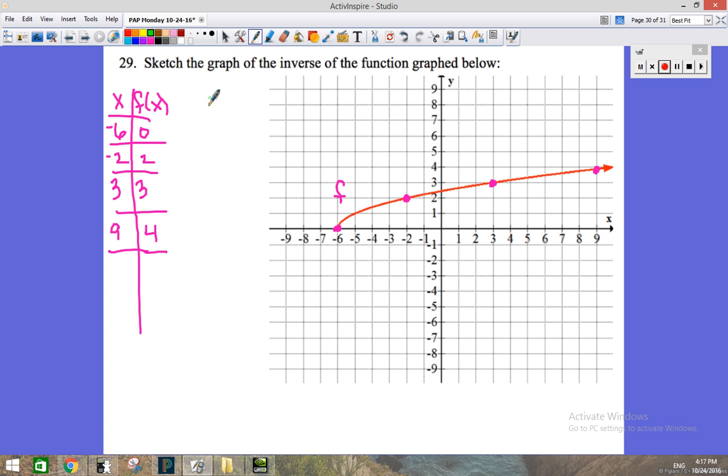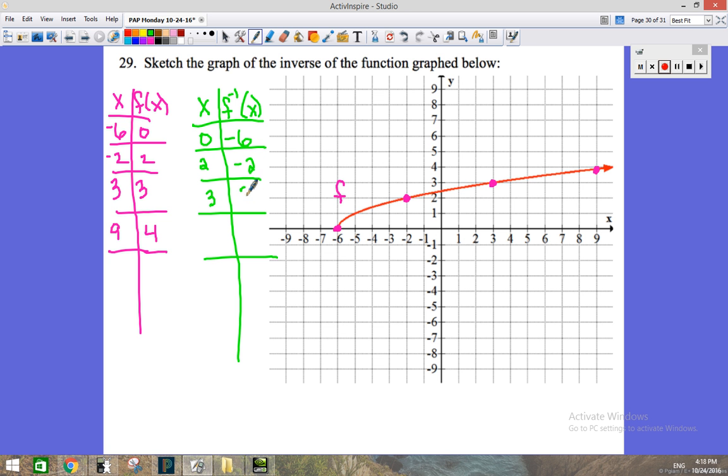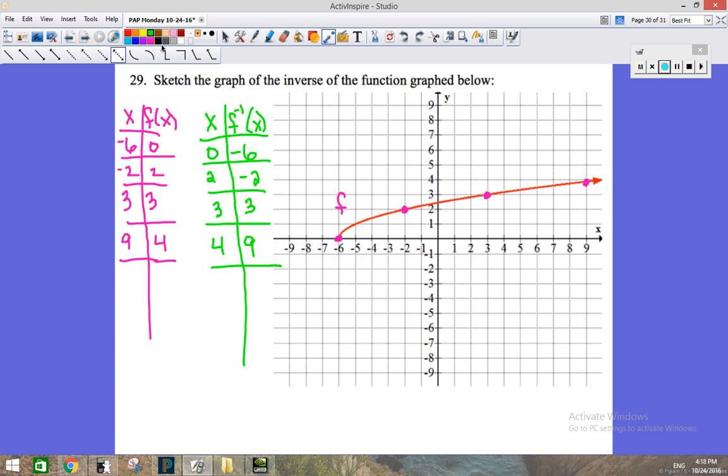Well, when I graph my inverse, the x and y, the domain and range, are going to switch. So instead of plotting the point (-6, 0), I'm going to plot the point (0, -6), (2, -2), (3, 3), and (4, 9). And remember also that my new graph is going to be a reflection across the line y equals x, across this 45-degree line.